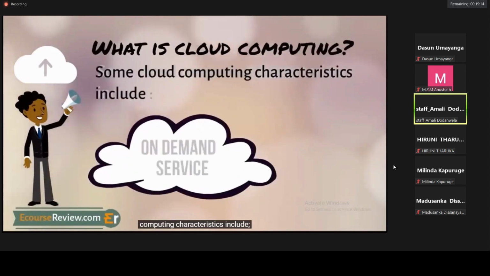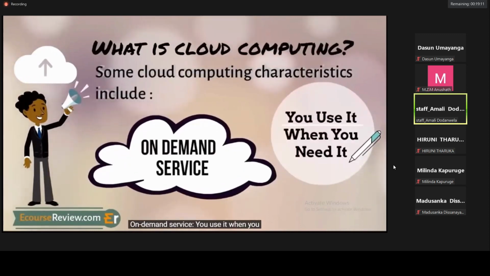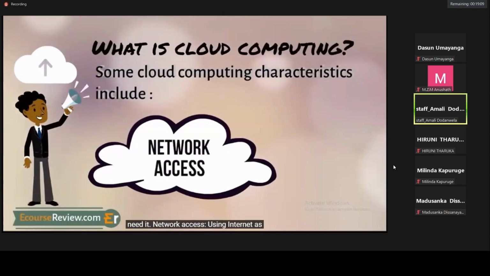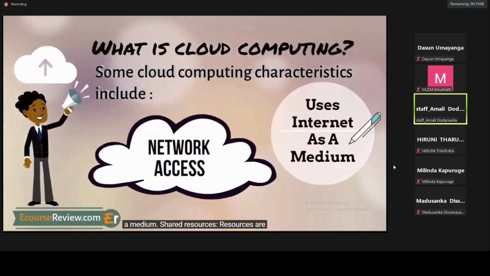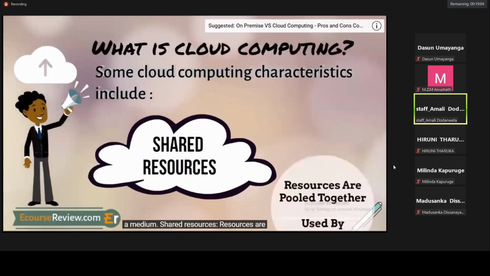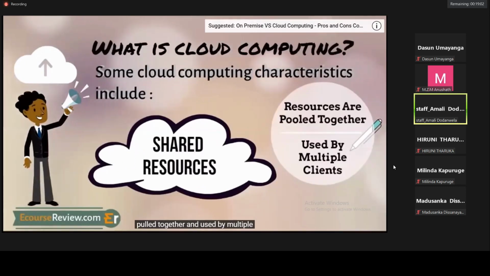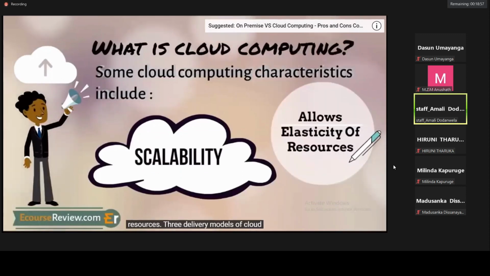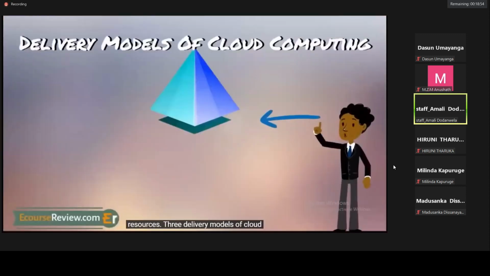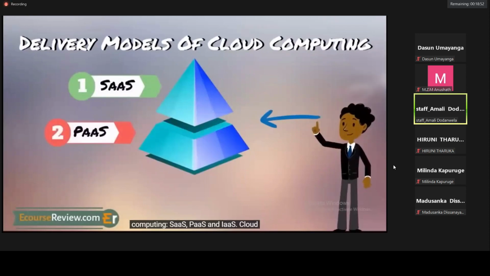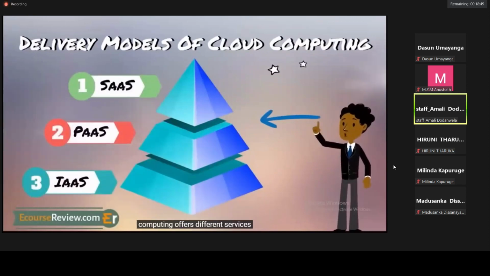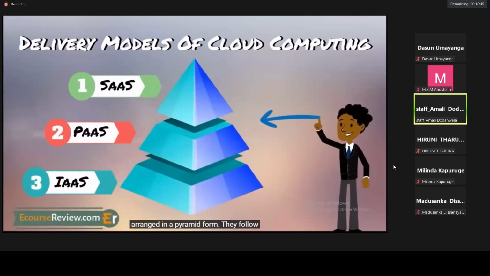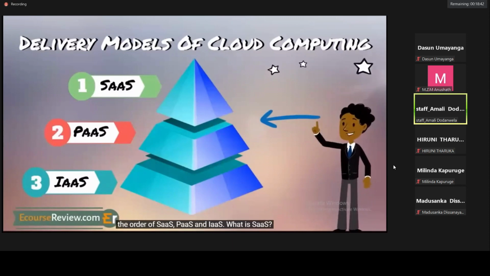Some cloud computing characteristics include on-demand service, you use it when you need it. Network access, using the Internet as a medium. Shared resources, resources are pooled together and used by multiple clients. Scalability allows elasticity of resources. Three delivery models of cloud computing: SaaS, PaaS, and IaaS. Cloud computing offers different services based on three delivery models. When arranged in a pyramid form, they follow the order of SaaS, PaaS, and IaaS.